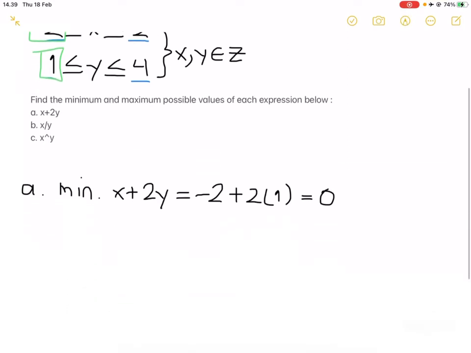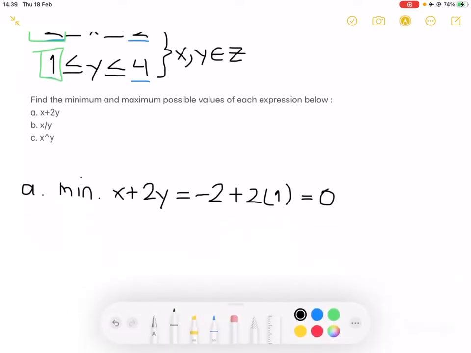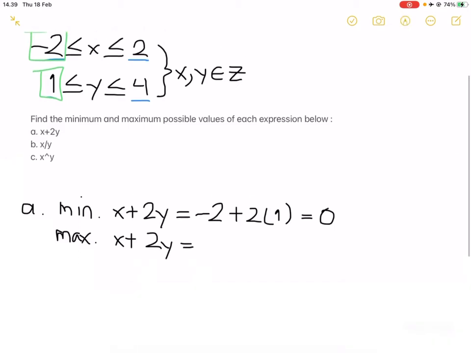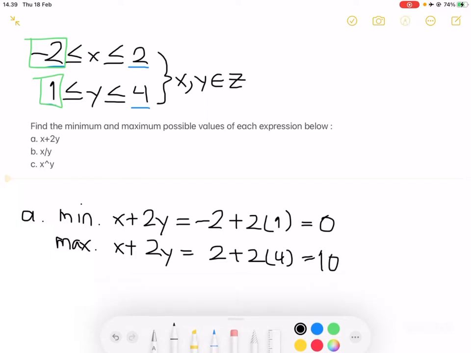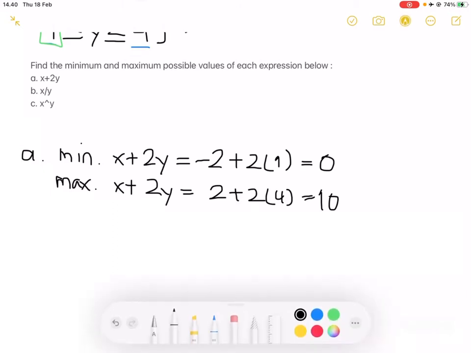Alright, and on the other hand, the maximum of this expression occurs when x and y are both maximum. So we take our upper bound as our corresponding x and y values. So it will be 2 plus 2 times 4, which is 10. Alright, and next we need to find the minimum of x over y.